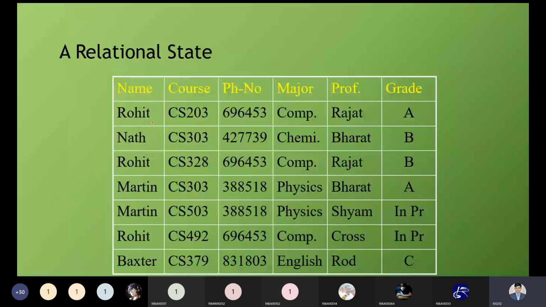So this is a relation we have. Now keep in mind we have not introduced the student roll number over here. What information do we have over here? The name, codes, phone number, major, professor details, and professor details means professor name only, and the grade.